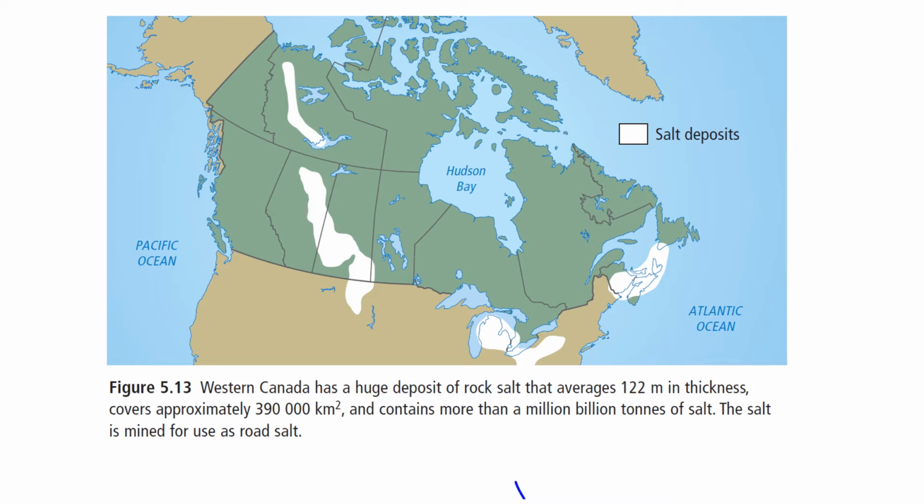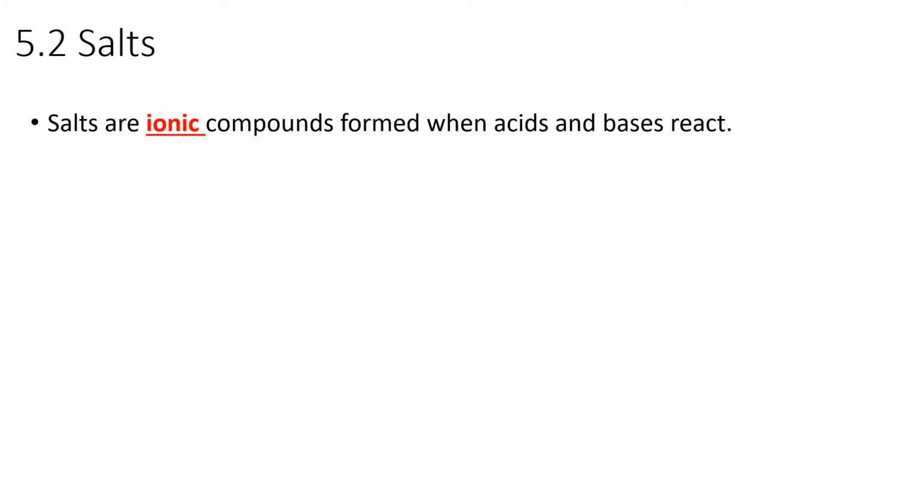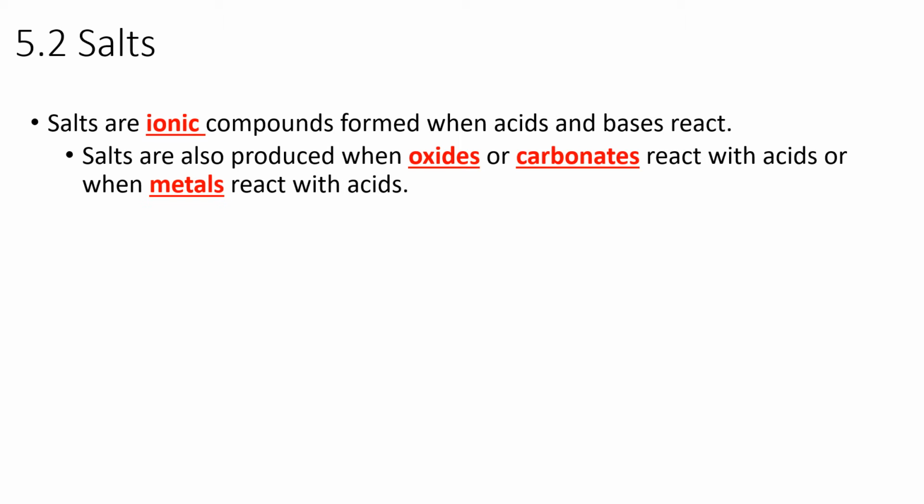Okay, so salt is actually super significant. It is found naturally in a whole bunch of places. There are different things that we refer to as salts, chemically. When we're talking about salt, we're generally talking about sodium chloride, though. So salts in general are ionic compounds that are formed when acids and bases react. Salts are also produced if oxides or carbonates react with acids, or if metals react with acids.